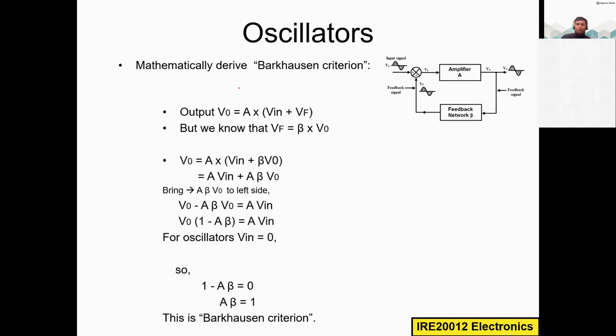Now we can see one more mathematical derivation. The output V naught is equal to A times V in plus VF. So I just rewrite the output equation a little differently now. V naught is equal to A times VF plus V in. So we are adding VF plus V in and applying it here. So A times VF plus V in.